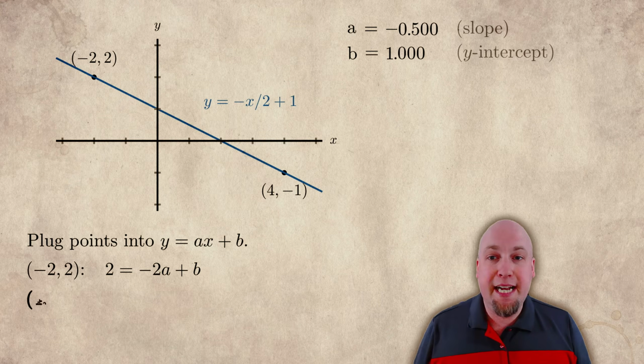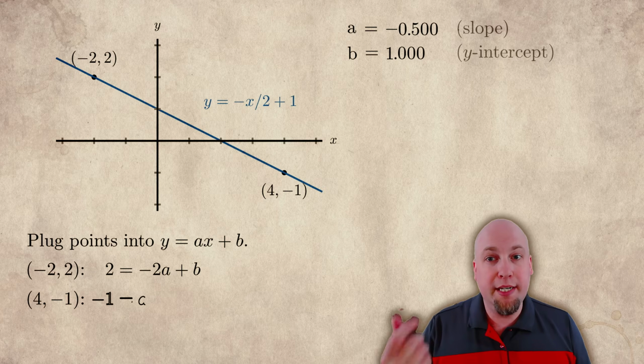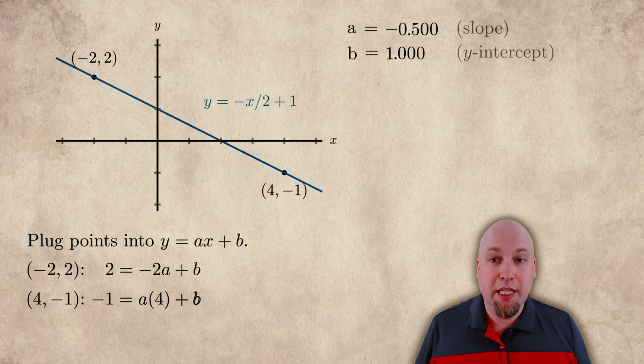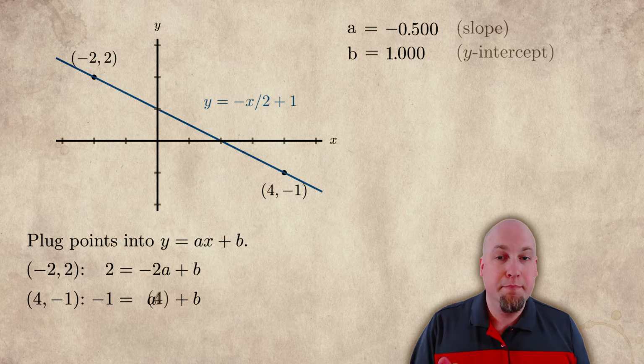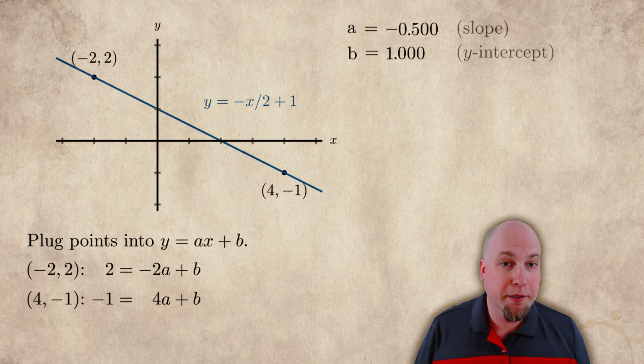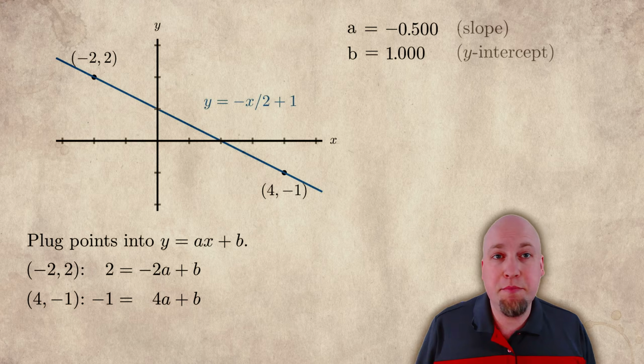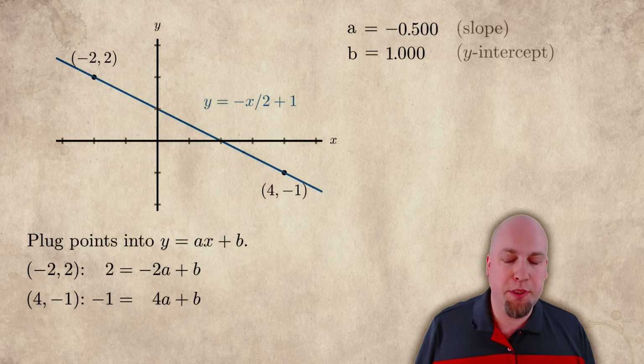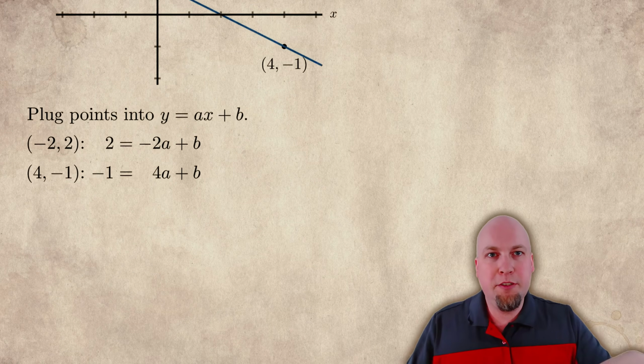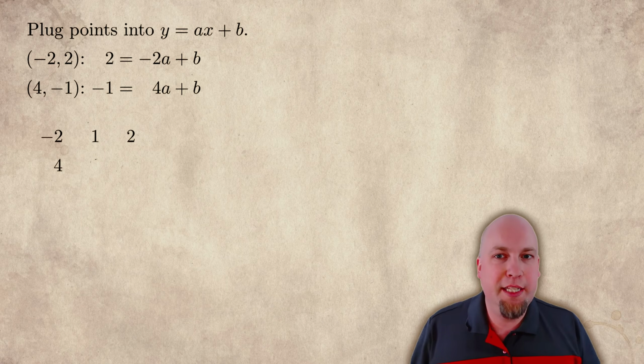And then we do the exact same thing with the other point. We plug the point (4, -1) into the equation of the line, and we get -1, the y value, equals 4a + b, where 4 is the x value. So at this point, we have a linear system, so we can do what we always do in linear algebra. We take that linear system, throw it into a matrix, and row reduce it to find the solution.